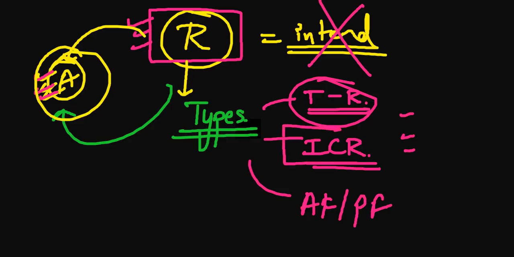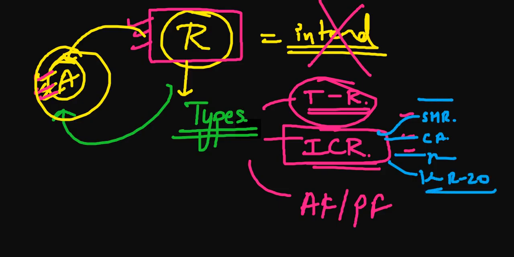Now under this ICR, what comes? Under ICR comes the split half reliability, which we have discussed just now. Under this also come Cronbach Alpha, Rulon, Flanagan and Kuder Richardson KR20, KR21. All of these come under the heading of ICR, called the internal consistency reliability.